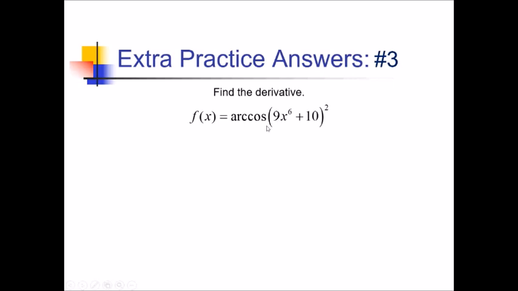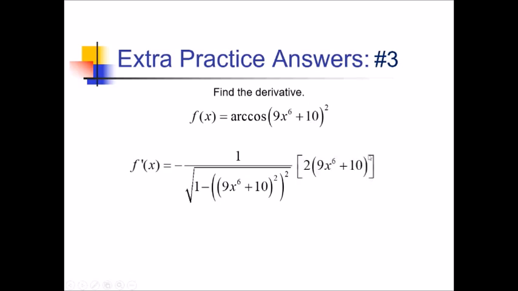Derivative of that is going to be negative 1 over the square root of 1 minus something squared. So this whole squared parentheses is being squared and subtracted inside a square root. Next, we have to multiply by the derivative of something squared, which is going to be 2 times the something to the 1st power. So there you go. Finally, we have the derivative of 9x to the 6th plus 10. So that's just going to be 54x to the 5th.